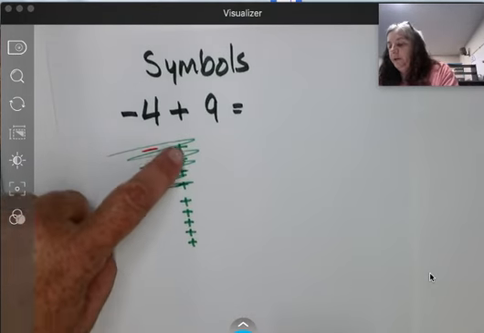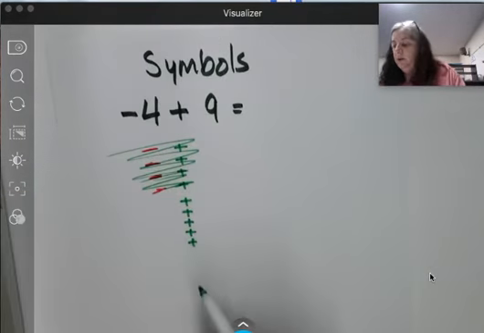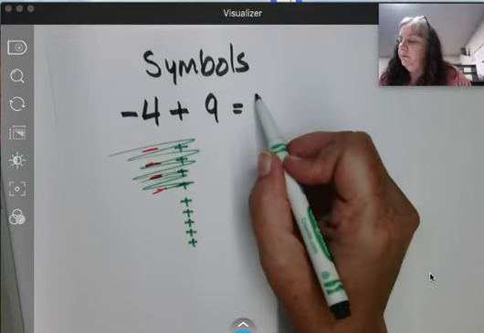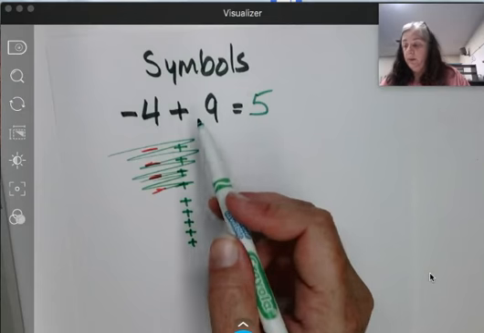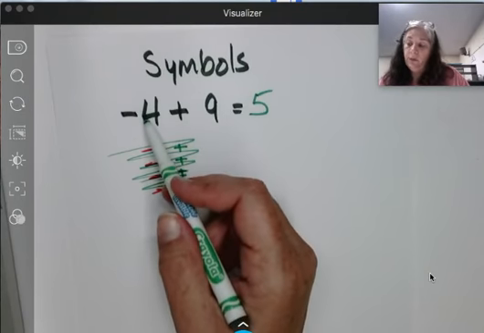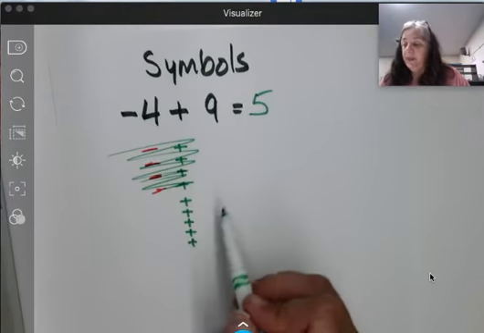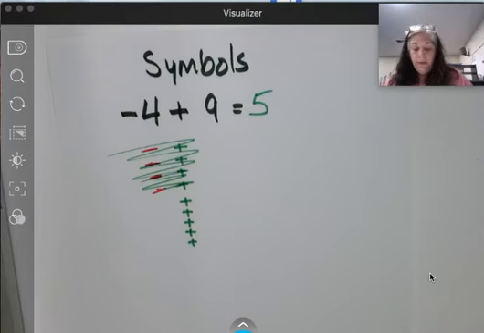All right. So those guys obliterate each other. 4 negatives obliterate 4 of the positives. So how many positives are left? 5. You know why? Because the big one always wins. So the 9, it lost 4 to the minus 4, but it still had 5 left. Okay, that can help people.